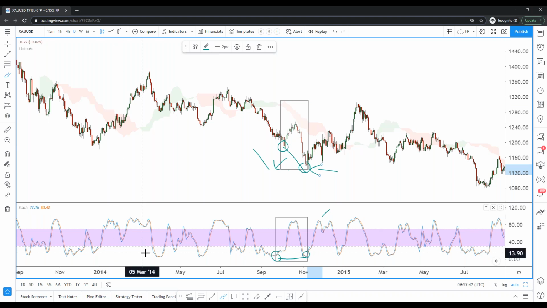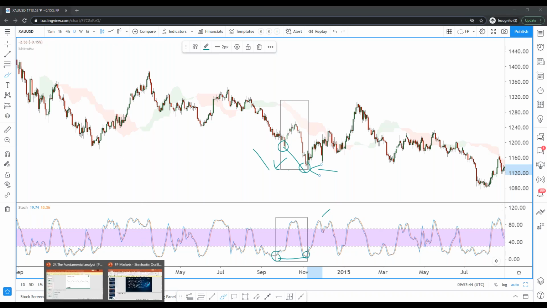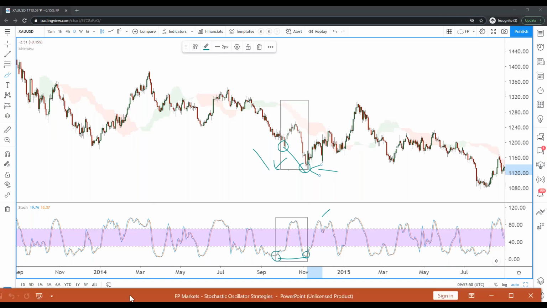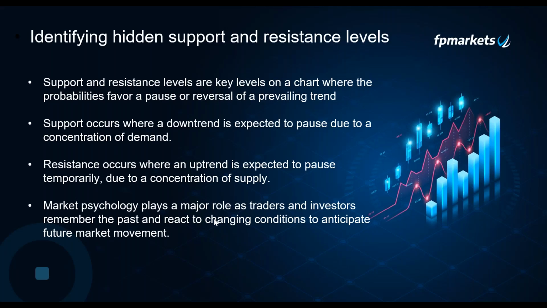Previously we talked about hidden levels as well. So let me try and bring that up and see whether we are able to get to that. Let me just see. So, identifying support and resistance hidden levels. This is the second part.